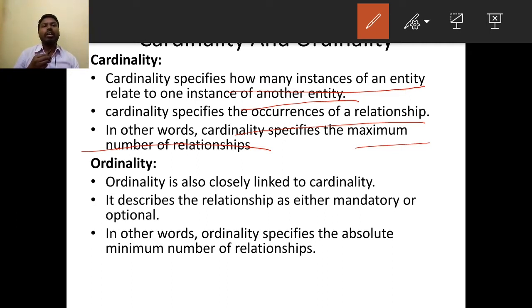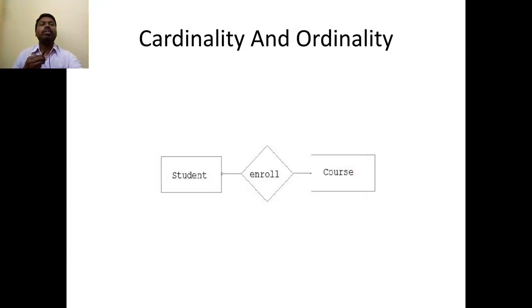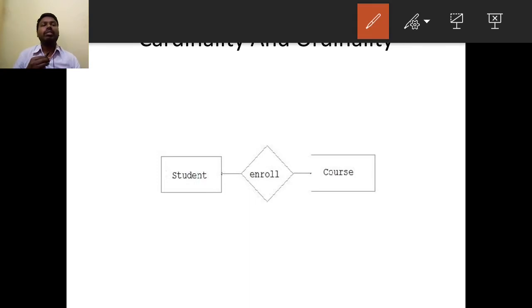Next, ordinality. Ordinality is closely linked to cardinality, but it describes whether a relationship is mandatory or optional. In other words, ordinality specifies the absolute minimum number of relationships. We will see one small example so that you can easily understand. Here, student is an entity and course is another entity.